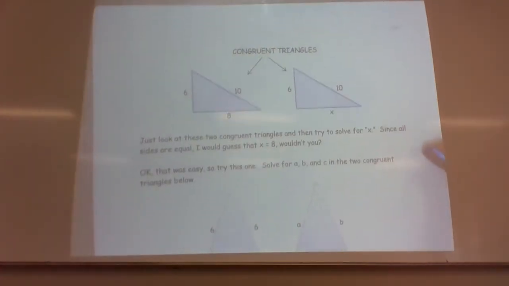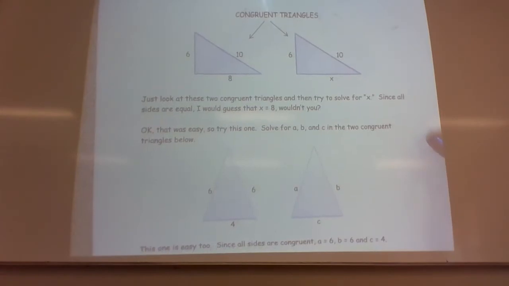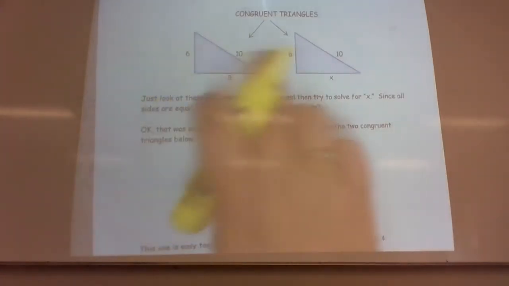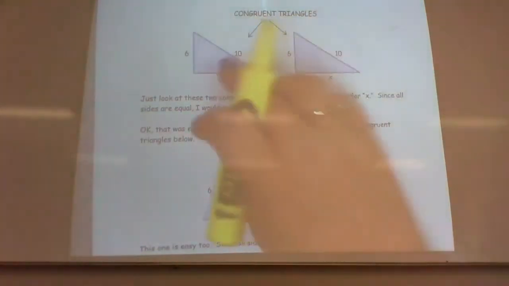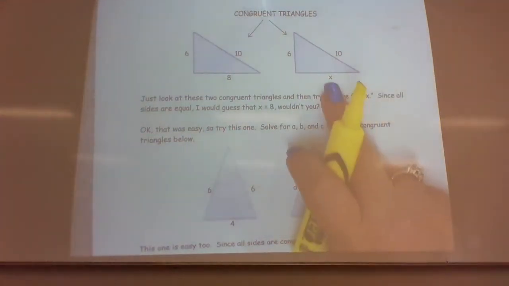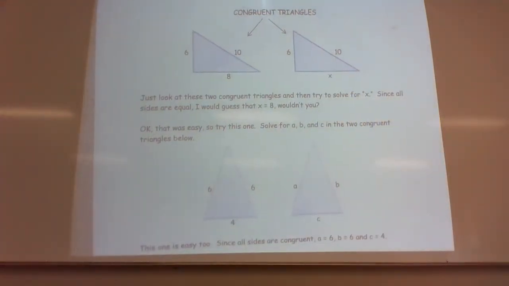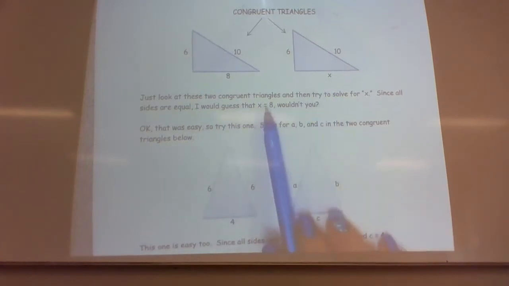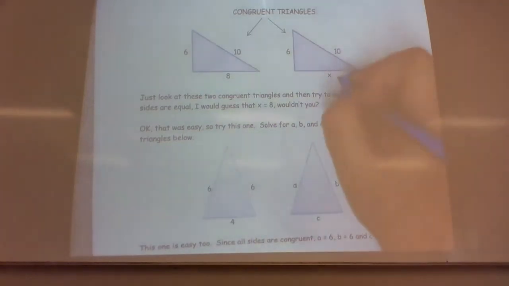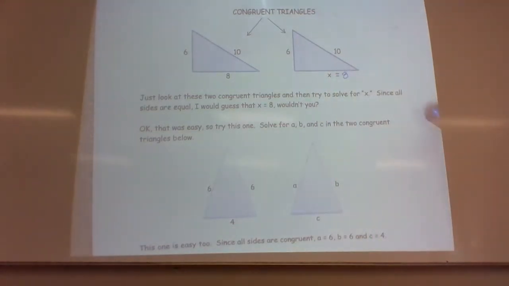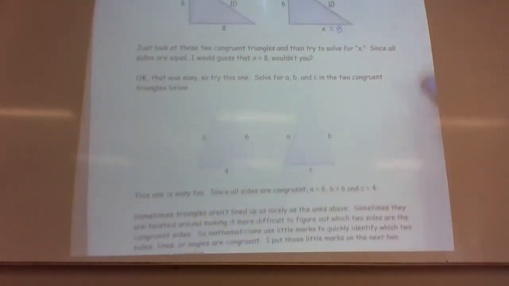So I have these two congruent triangles, right? It's saying that these sides are congruent and these sides are congruent, but I have a missing side. But if I know that these triangles are congruent, then that x is going to equal 8. So that was really simple to solve for x. So let's look at this one.